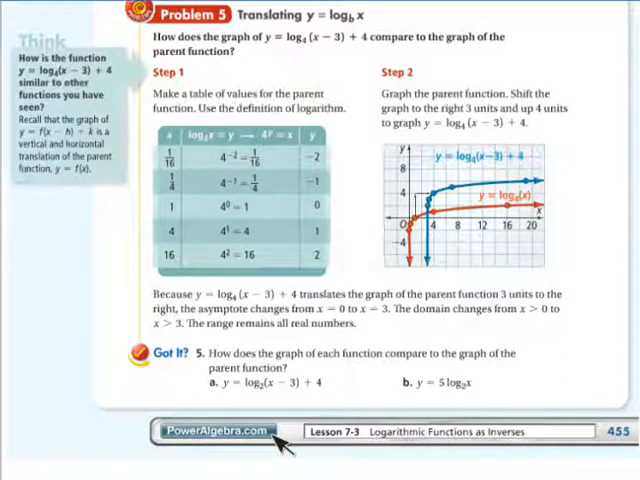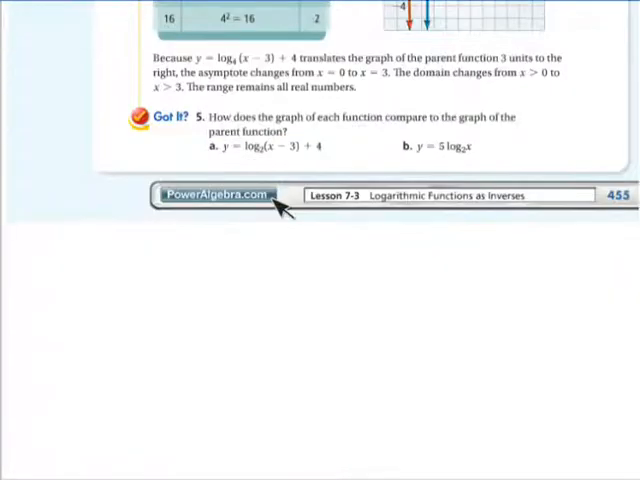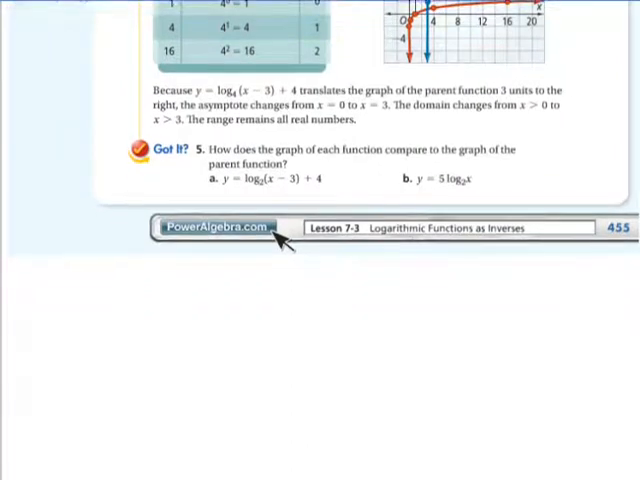You take a look at this one right here, we should know right away it's going to be the base function, or the parent function, just shifted right 3 and up 4. It's not really complicated. It's going to change some things. Obviously, it's going to change the domain. It's going to change the x-intercept. It's going to change the asymptote, but it's not going to change the general shape. Go ahead and, for a second, if you could, see how these two graphs compare to the parent functions.